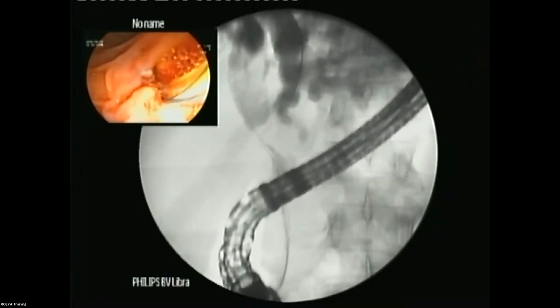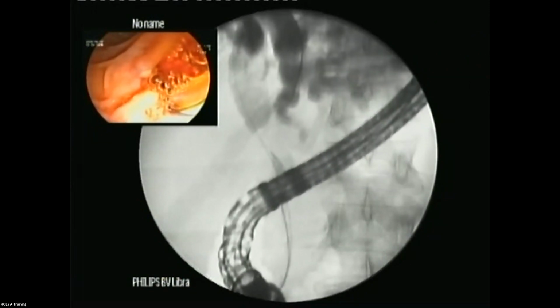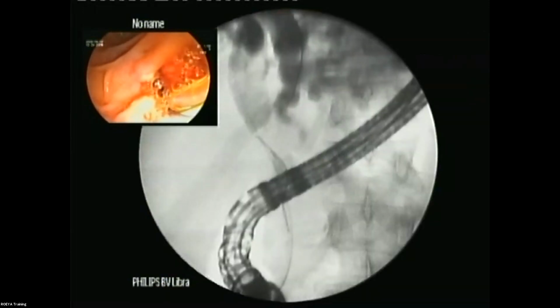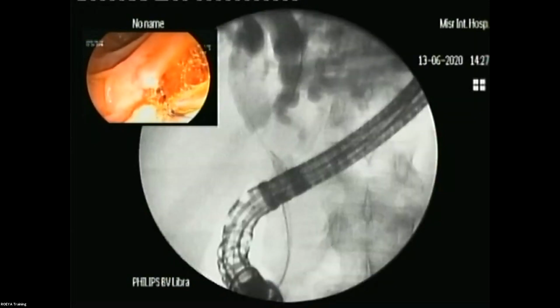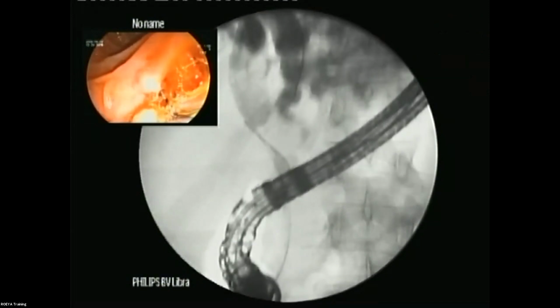So what does Hani mean by the double guide wire technique? Can we show the picture of the double guide wire? Okay. It's because this is a case of a hilar tumor, so the common bile duct was really collapsed. It was very thin, so the cannulation was difficult.